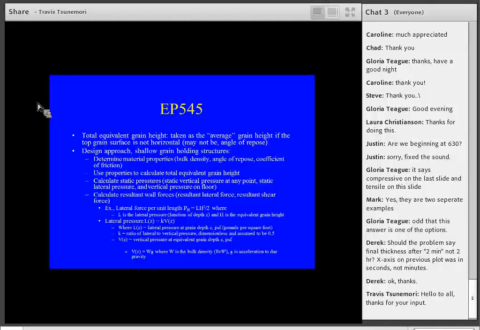The force P_H at a given H equals L H squared over 2. Pretty simple. L is the lateral pressure, and that is a function of depth Z. Okay, we see down below we've got a lateral pressure, and H is that equivalent grain height. So lateral pressure, L, equals simply K, this ratio of lateral to vertical pressure, times V, the vertical pressure at the grain depth Z, in pounds per square foot. And V equals W g, where W is the bulk density, and we've seen that on a previous slide, in pounds per cubic foot, and g is simply gravity. Okay, so now we've sort of defined each of these terms. We can plug them back in.